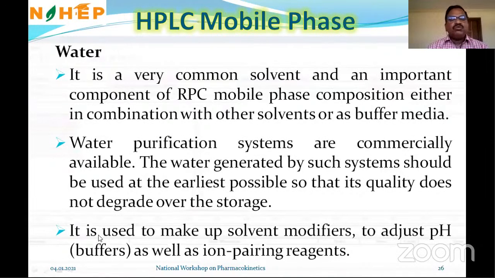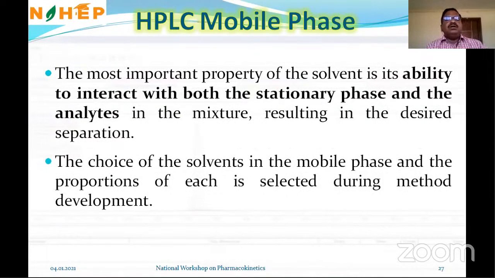So this water is used to make up solvent modifiers or to adjust pH, and also as ion pairing reagents. For all these purposes, water is a very important solvent. So the most important property of a solvent, now I am talking about the mobile phase, is its ability to interact with both the stationary phase and the analytes in the mixture. So this results in the desired separation.